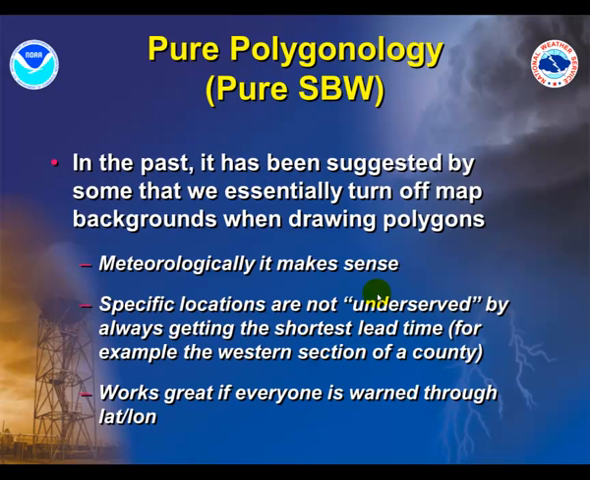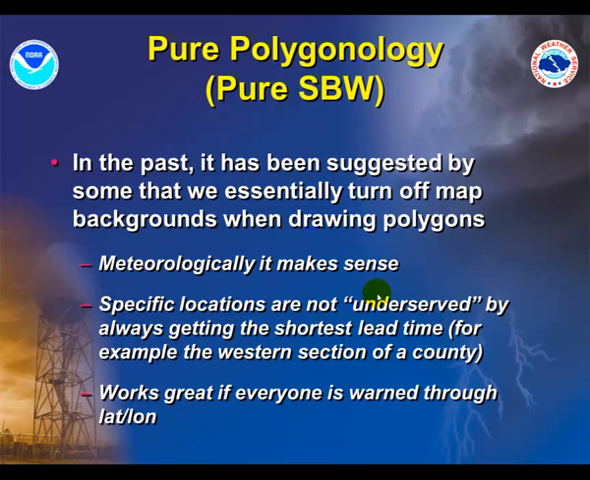So pure polygonology, or pure storm-based warnings, like I said, started in October of 2007. And in the past, some have suggested that we should be turning off our map backgrounds when we're drawing our polygons and not be concerned with geographic boundaries. Meteorologically, that makes sense. It also means that specific locations aren't underserved by always getting the shortest lead time.